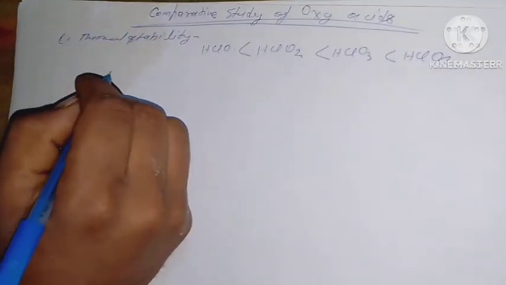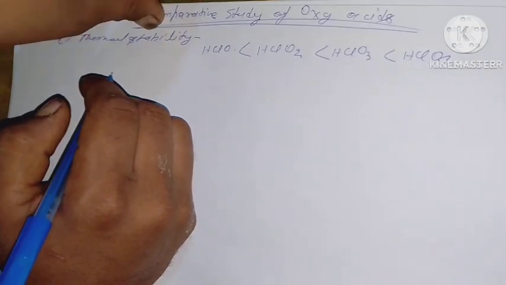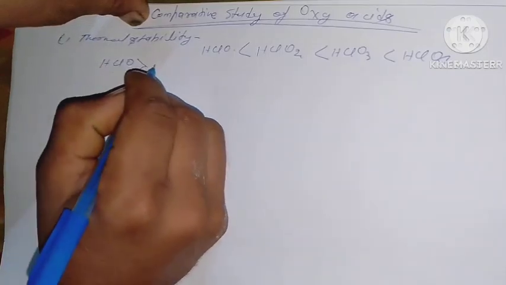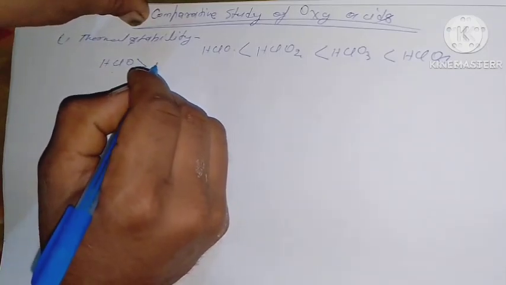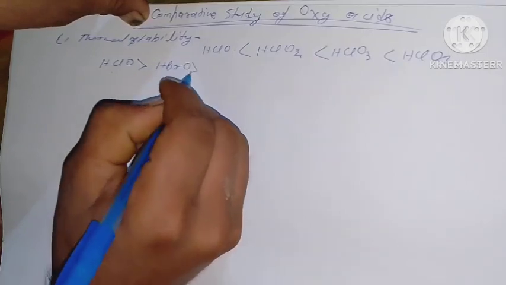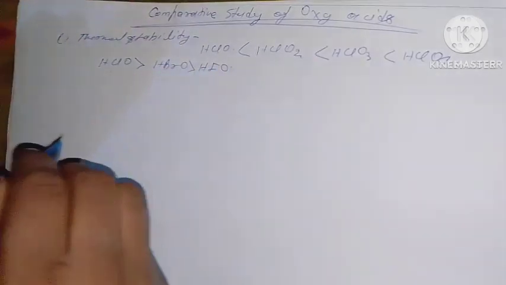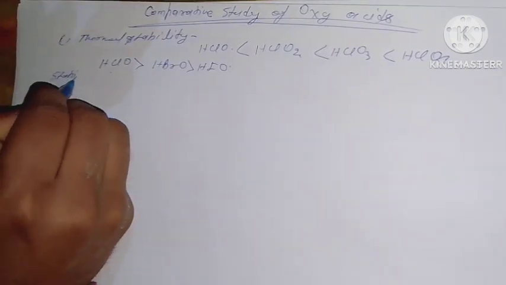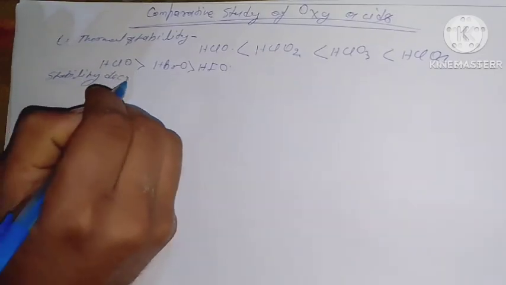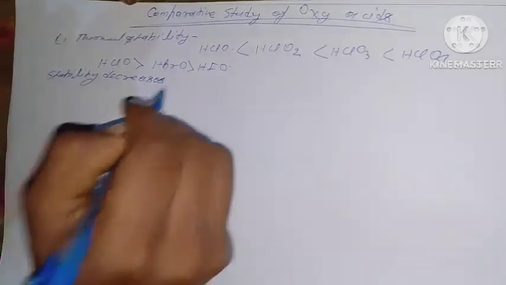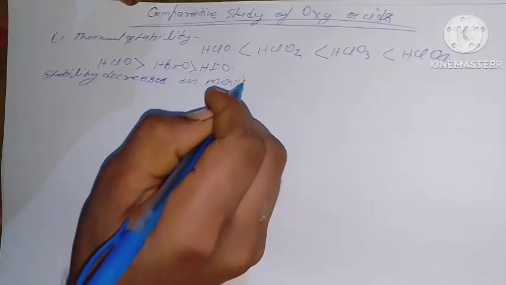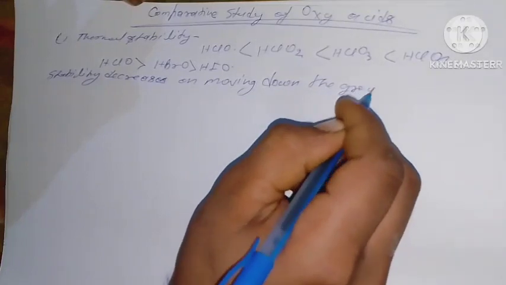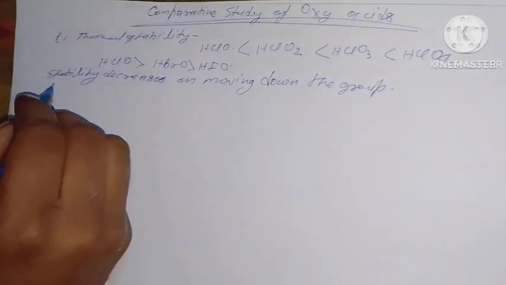The stability of HXO acid decreases in the following order: HClO is greater than HBrO is greater than HIO. Stability decreases moving down the group. Okay.